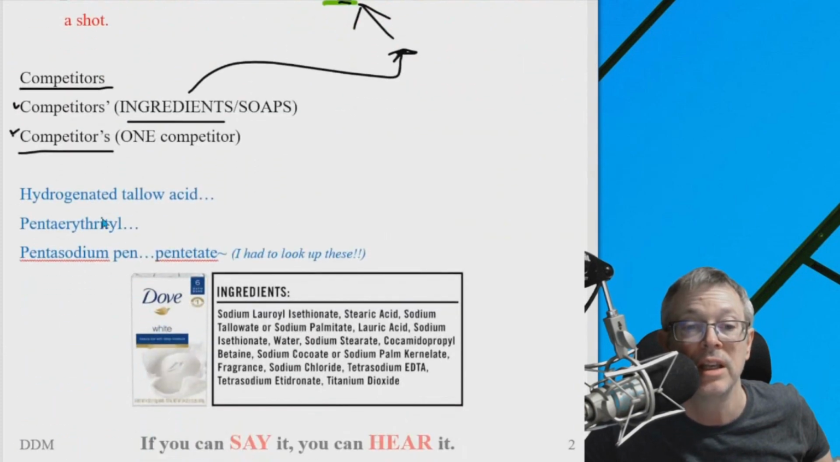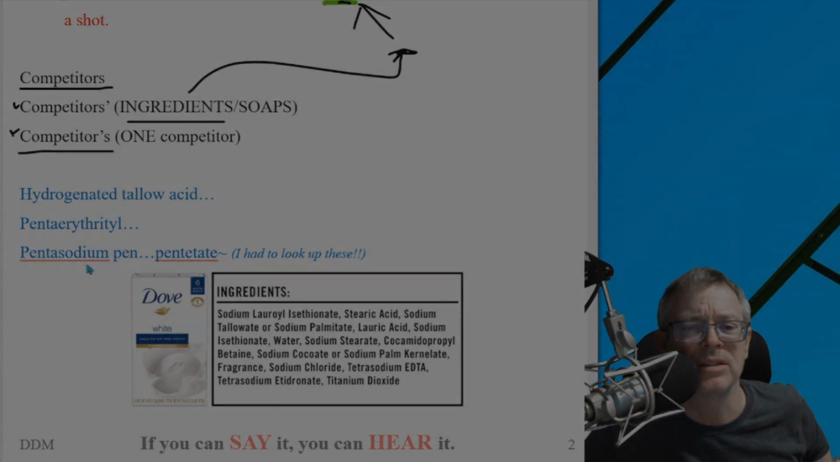Try and read it. And they start. Hydrogenated tallow acid. Pentaerythrit. Pentasodium.